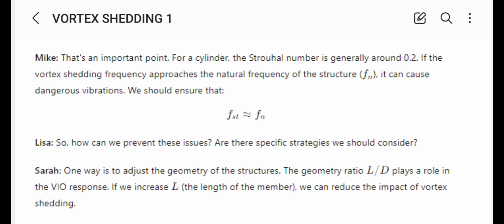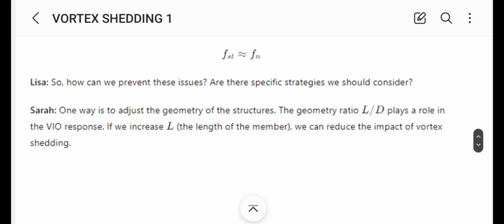So how can we prevent these issues? Are there any specific strategies we should consider?